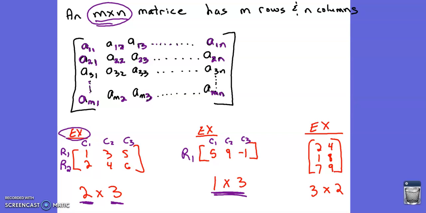And here I have row 1, row 2, row 3. And this is column 1, column 2. So notice it's a 3 by 2. So you always put the rows first. So 3 by 2 matrix.